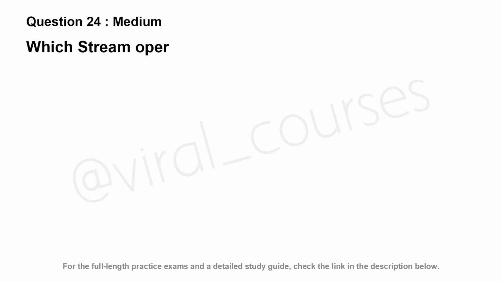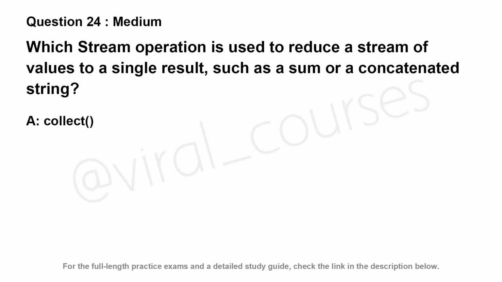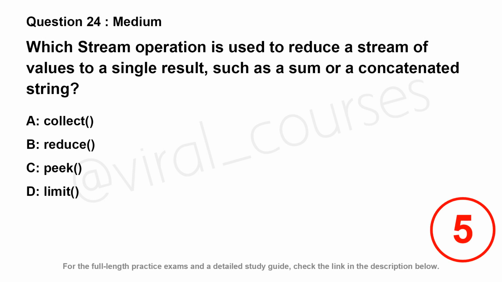Which stream operation is used to reduce a stream of values to a single result, such as a sum or a concatenated string? Option A, collect. Option B, reduce. Option C, peek. Option D, limit.